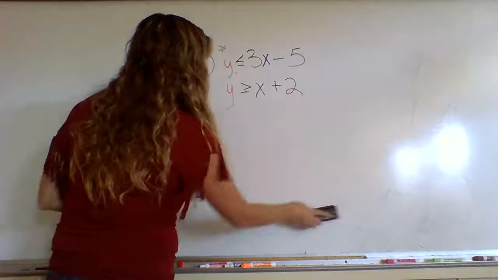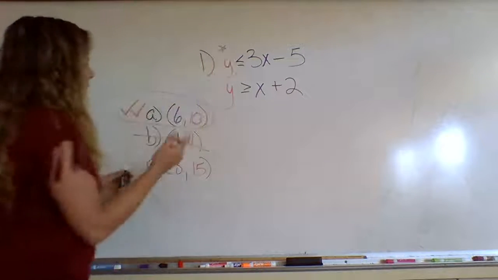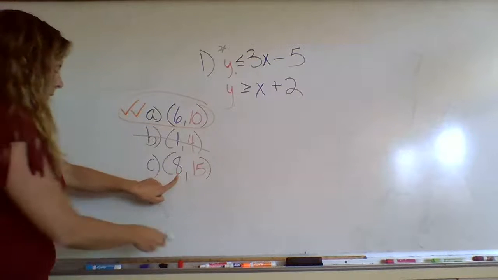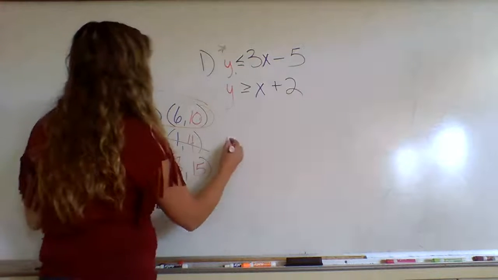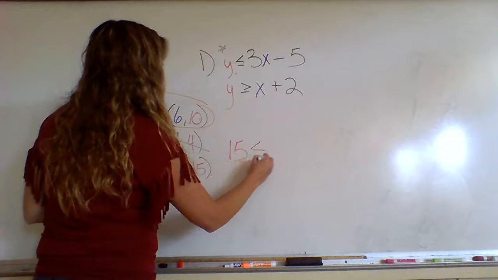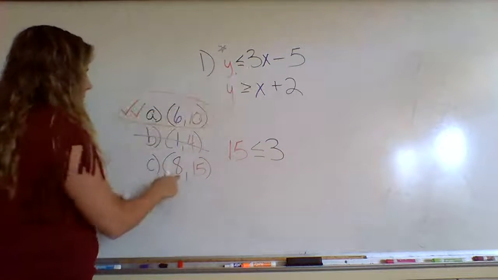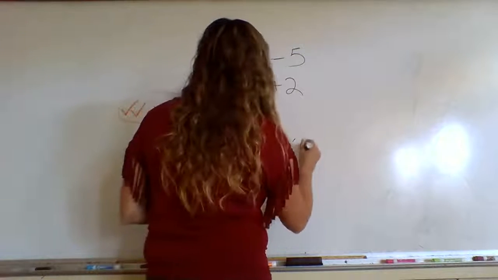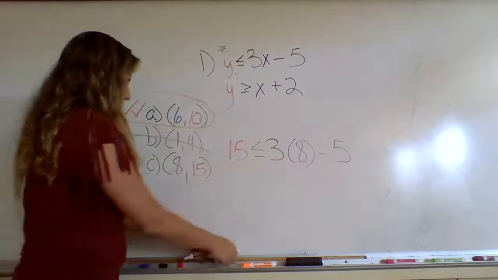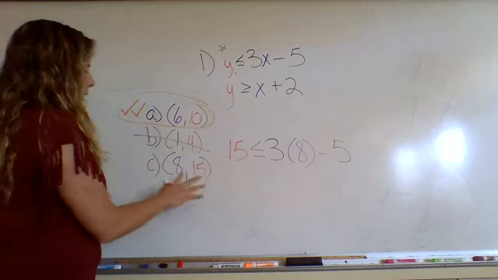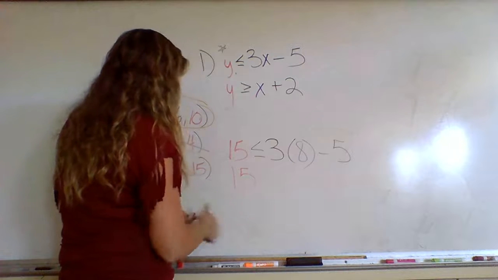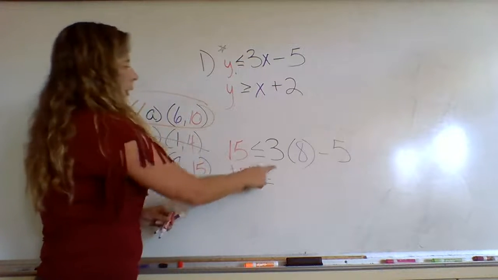Let's try point C. All right, we'll start with the top equation again. This time, y is 15, x is 8. So I have y is 15, so 15 is less than or equal to 3 times x, which is 8, and minus 5. So all I did was substitute in for x and y. Keep going. 15 is less than or equal to 3 times 8.